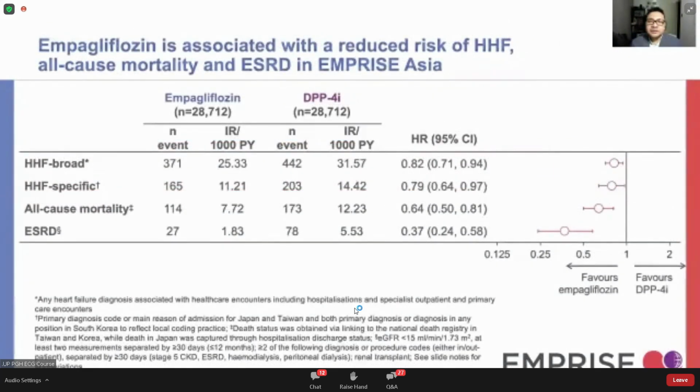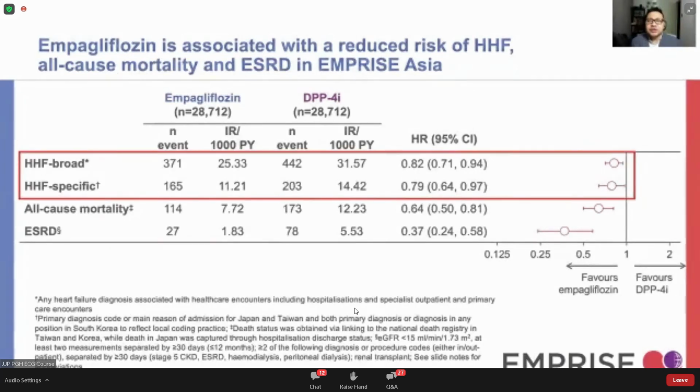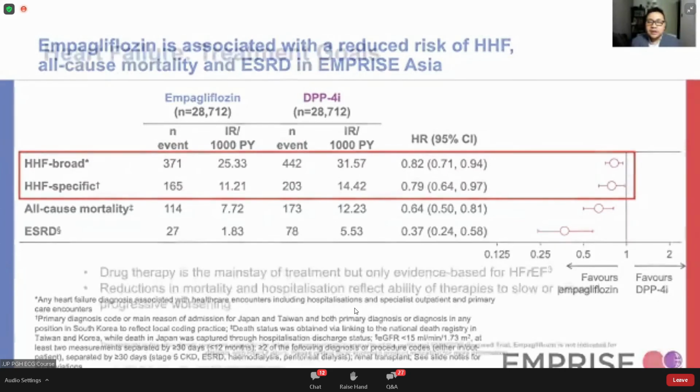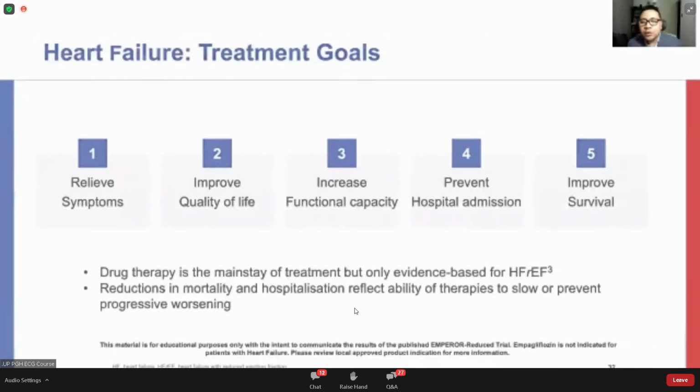And in a sub-study of this EMPRISE, you would see they have the subclass of Asian patients from Japan, Taiwan, and South Korea, where for the outcome of hospitalization for heart failure, it has retained that significant reduction. And not only that, all-cause mortality as well as ESRD were likewise significantly reduced.